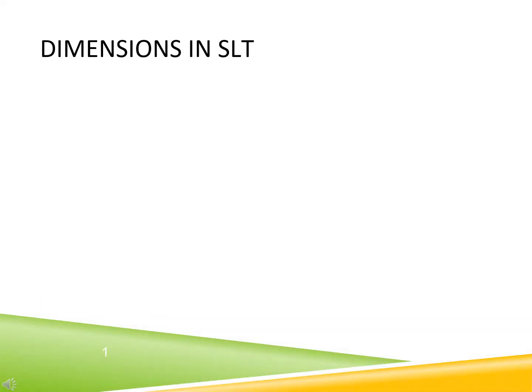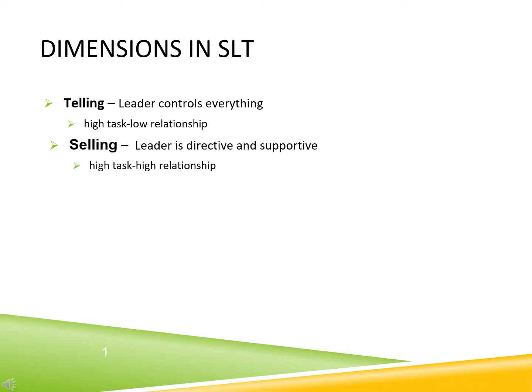There are 4 dimensions in SLT. There is telling, in which the leader defines the roles for the people and commands them to do each task. This is a high task, low relationship approach. The second dimension is selling, in which the leader provides supportive behavior and helps guide everybody. It's a high task and high relationship approach.